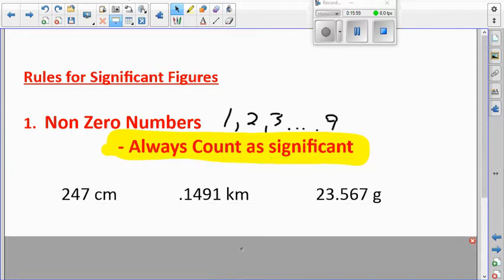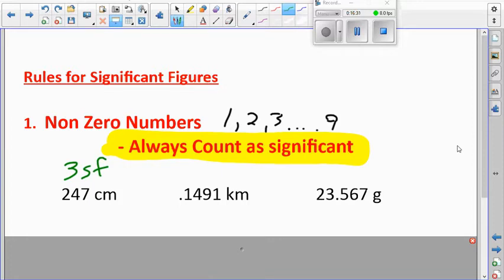So let's say we had these three measurements. You can feel free to write these down if you want. So 247, how many non-zeros do you guys see there? How many non-zeros do you see? I see 3 non-zeros. 2, 4, and 7 are all not a zero, if that makes sense. So I would say that this has 3 sig figs.